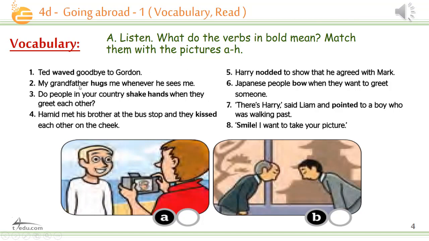4D. Going abroad. 1. Vocabulary. Listen. What do the verbs in bold mean? Match them with the pictures A to H.